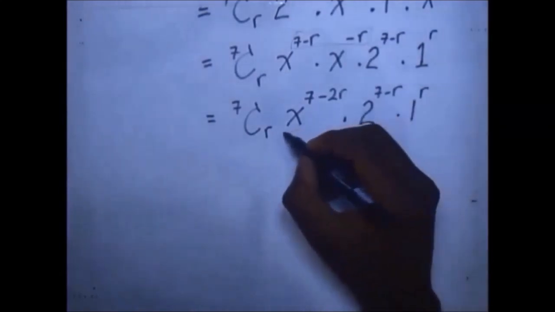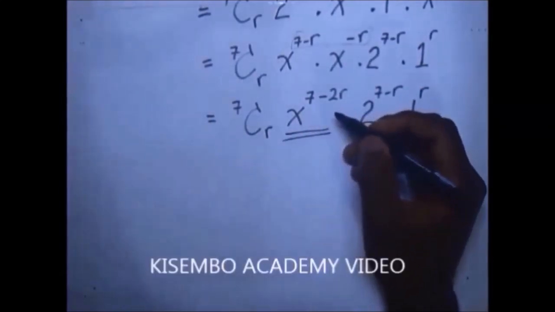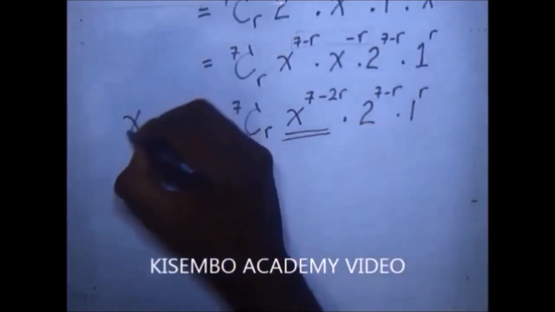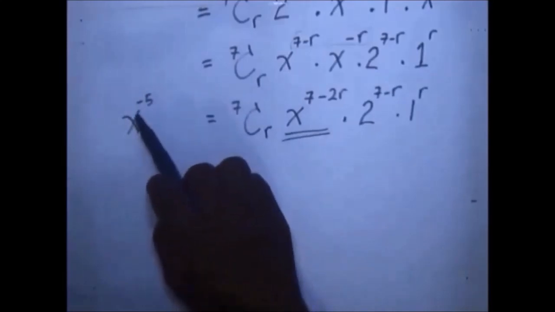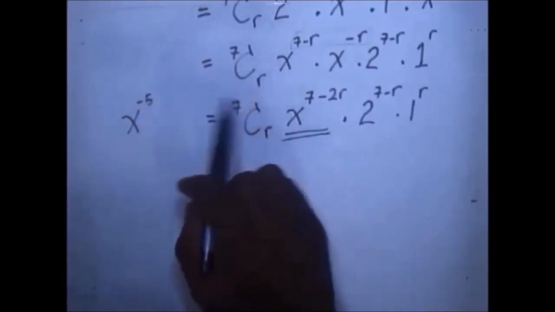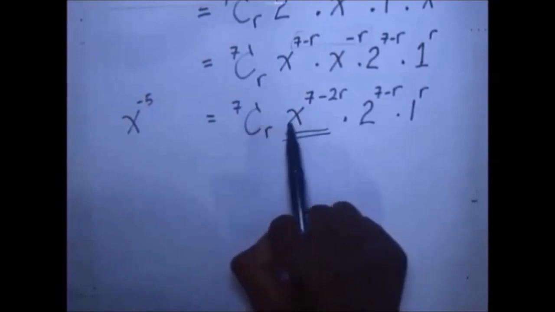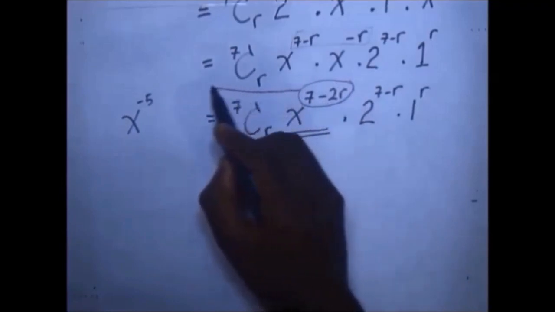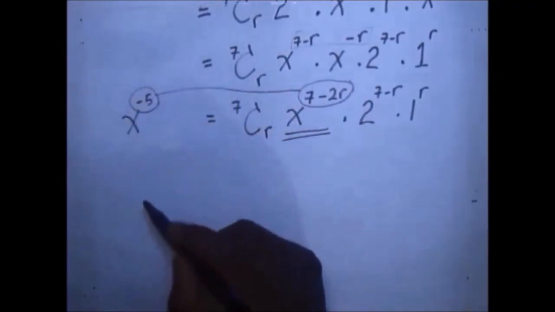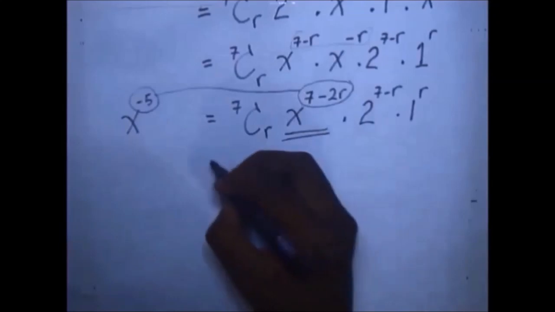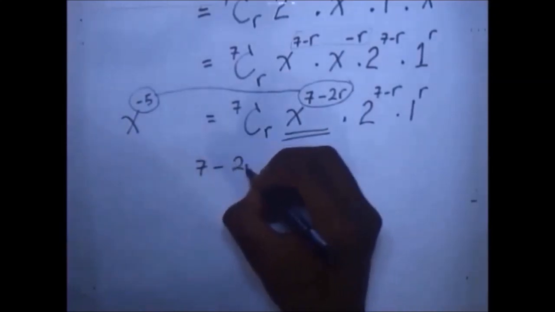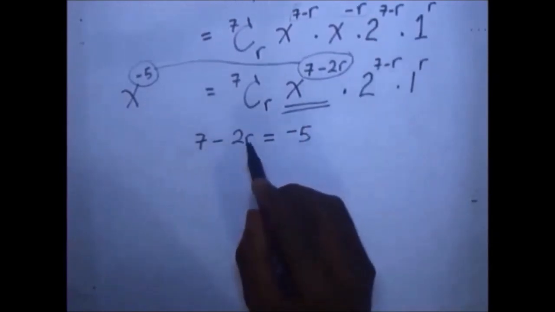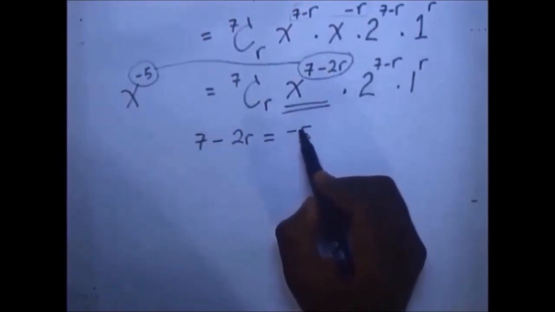So now, after putting x alone, they are asking us to find the coefficient of x to the power negative 5. That is what is in the question. For us to get the coefficient of x to the power negative 5, 7 minus 2r should be equal to negative 5. So we find the value of r for which this whole thing is negative 5.